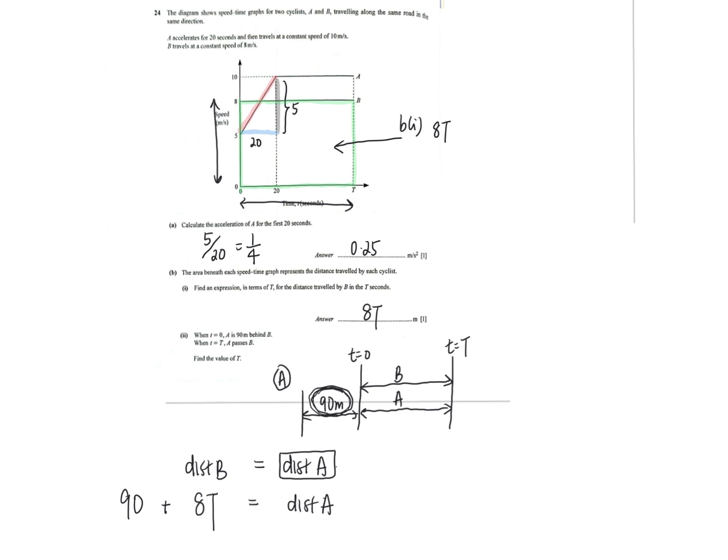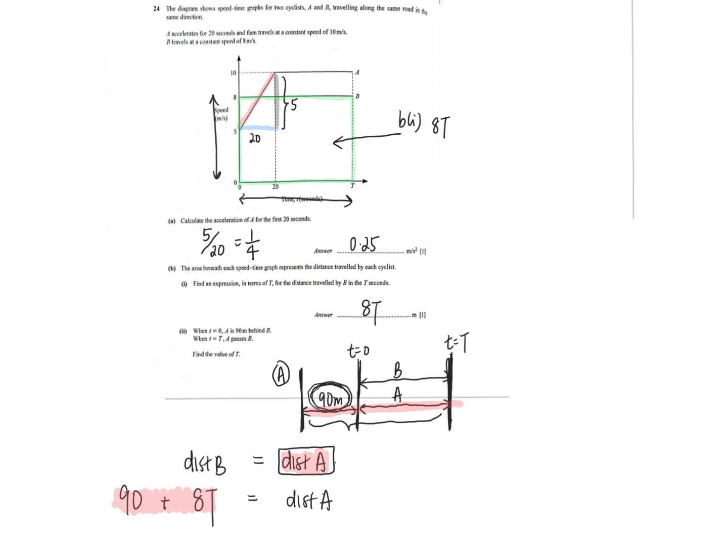Okay, at time T equals to 0, A is 90 meters behind B. That means my starting line for A is here. But by the end of T, I must reach the ending line same way as B. So the distance traveled in time t seconds by A is B plus 90. Can you see that? So the total distance that A needs to travel in t seconds is B plus 90. So when I write this, distance A must be 90 plus 8t.